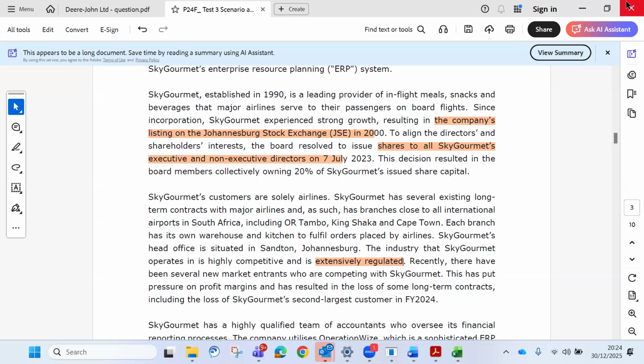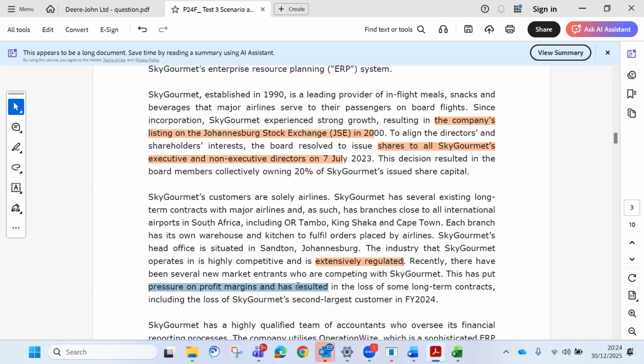High competition, decline, Sky Gourmet. A decline in market share is there. It's an indicator before you even get to the AFS and all of this. Now you're saying there's a risk that there might be a going concern issue here, to say there's a risk that we have prepared the financial statements of Sky Gourmet as a going concern, whereas this company actually is not, due to the following factors. Then you start mentioning that there's been pressure on profit margin and it has resulted in the loss of some long-term contracts.